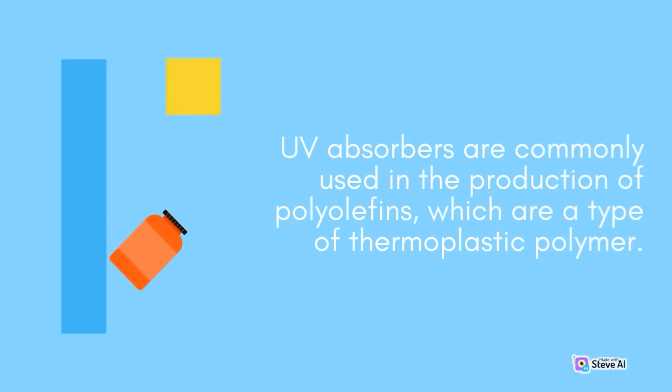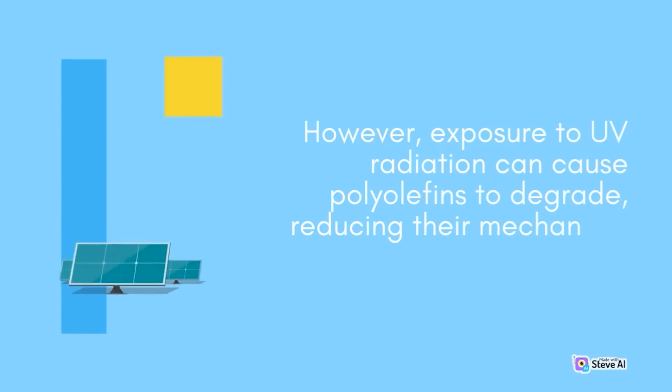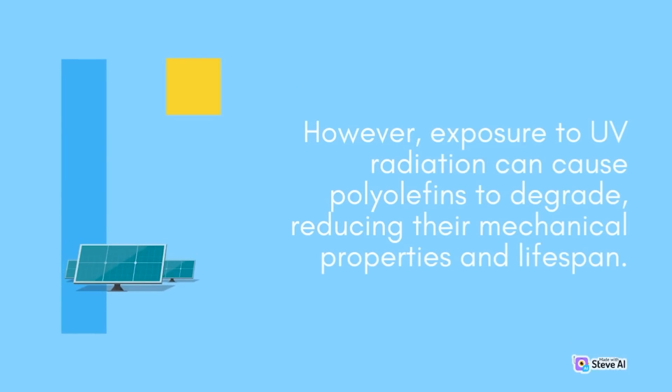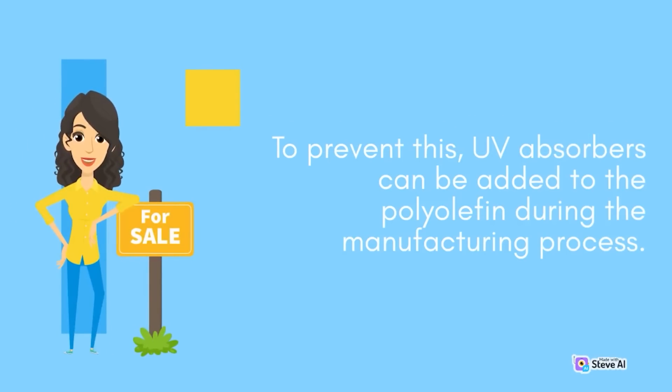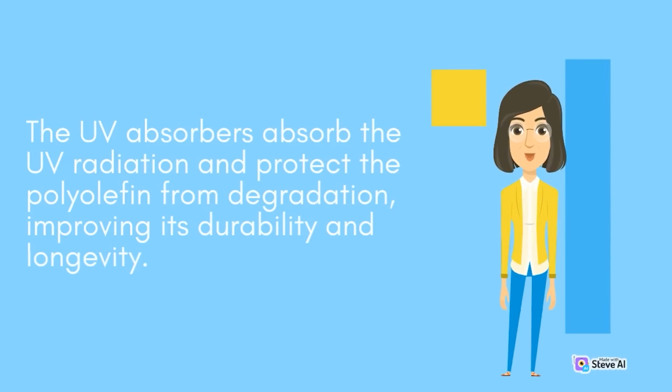UV absorbers are commonly used in the production of polyolefins, which are a type of thermoplastic polymer. Polyolefins are widely used in a variety of applications, including packaging, automotive parts, and construction materials. However, exposure to UV radiation can cause polyolefins to degrade, reducing their mechanical properties and lifespan. To prevent this, UV absorbers can be added to the polyolefin during the manufacturing process. The UV absorbers absorb the UV radiation and protect the polyolefin from degradation, improving its durability and longevity.